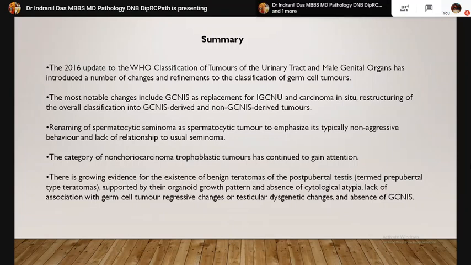The category of non-choriocarcinomatous trophoblastic tumor has been introduced, and there is growing evidence for the existence of benign teratoma of postpubertal testes, termed as prepubertal type teratoma in postpubertal men, supported by their organoid growth pattern, absence of cytological atypia, lack of association with GCNIS, or regressive changes or testicular degenerative changes, and as I said, absence of germ cell neoplasia in situ.